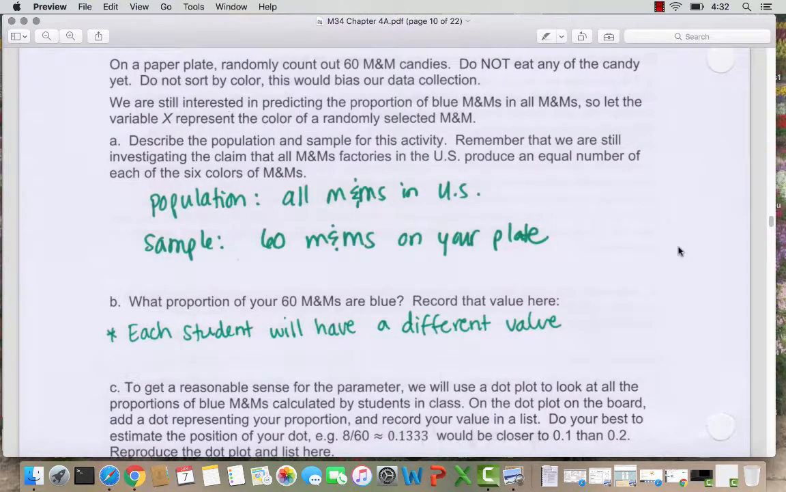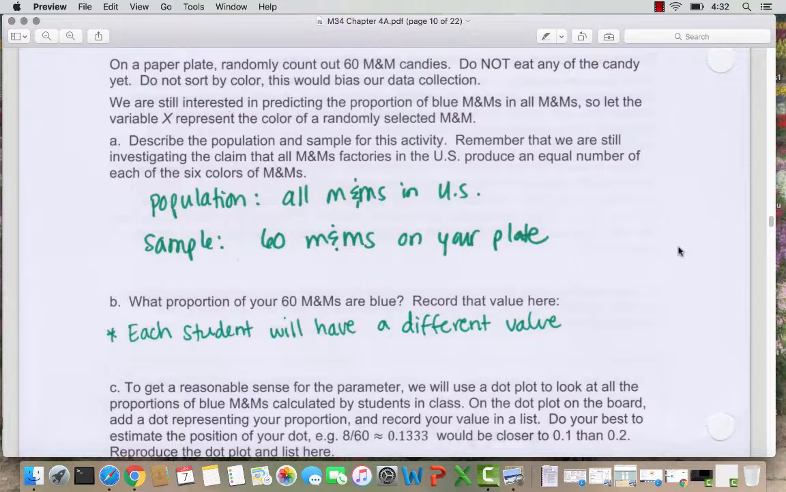So you could do this at home, or if we have class time, we'll do it in class together. I'm going to use data here from when I previously did this with a class last semester. But you would randomly count out 60 M&M candies. And when I say random, make sure that you're not looking at the candies, you're not biased in any way, you don't turn your head away or close your eyes.